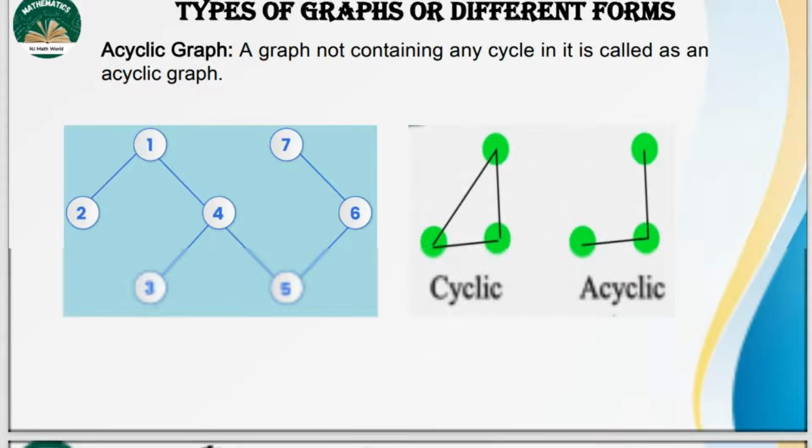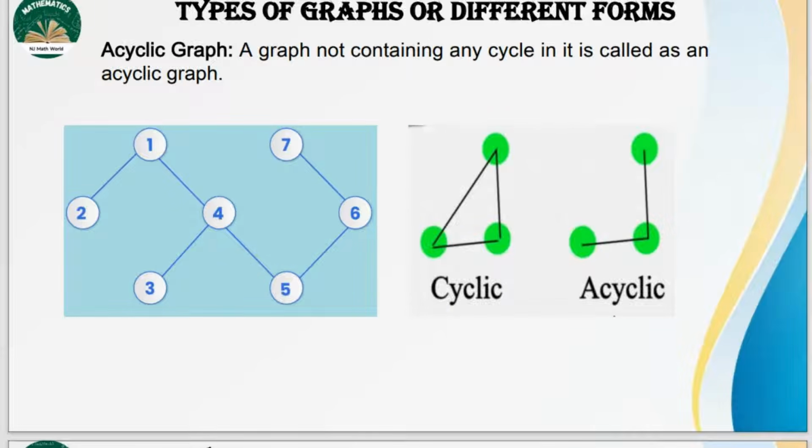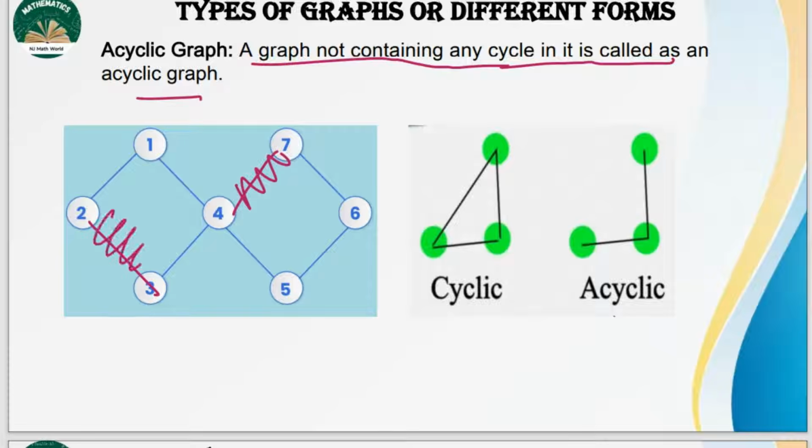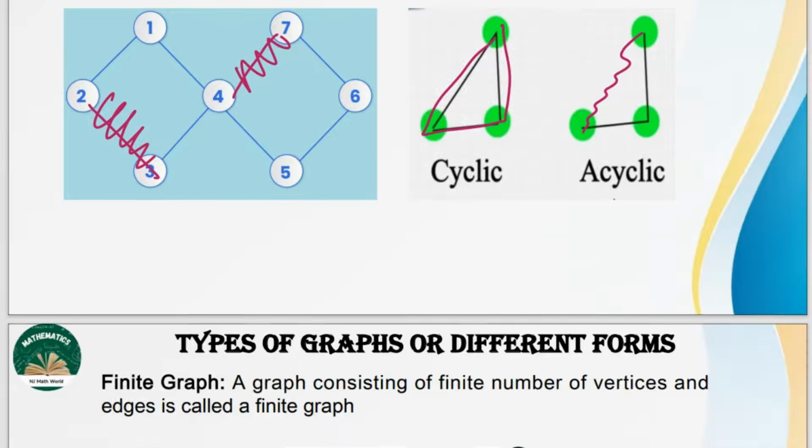Then the next one is the acyclic graph. What is an acyclic graph? A graph not containing any cycle in it is called an acyclic graph. So it is not connected. Suppose if I draw this, it will become a cycle, but there is no line between them. And here also, if I draw, it will become a cycle, but there is no connection. Then it is called an acyclic graph. So cyclic means it will be closed from all the parts. Acyclic means there will be no line which will connect all the vertices. Every vertex will not be connected with every other vertex.